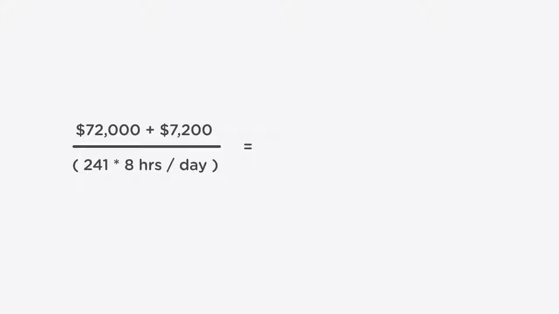Say your annual expenses are around $72,000. You add a 10% profit margin of $7,200. Divide this by the number of hours you work. So let's say I work 241 days at 8 hours per day, which is 1,928 hours. Divide this $79,200, your total expenses plus your profit margin, by the 1,928 to arrive at your approximate hourly rate. For this example, that's $41 per hour.